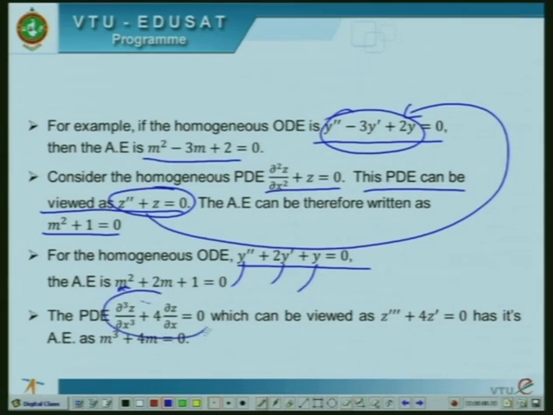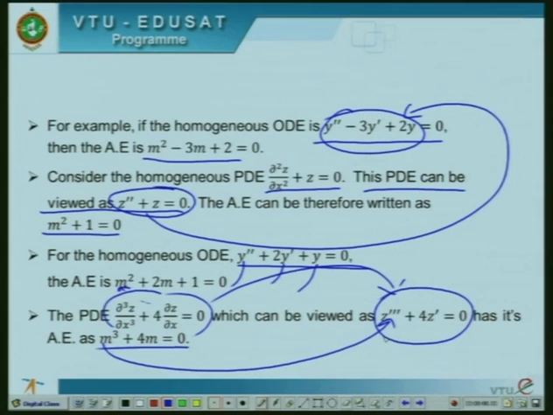so if you consider dou cube z by dou x cube plus 4 dou z by dou x equal to 0, observe the characteristic property of such equations. These equations are homogeneous and the partial derivatives of the dependent variable z will be only with respect to one independent variable. In this case, it is x. So, this equation can be viewed in the form z triple dash plus 4 z dash equal to 0, so that its auxiliary equation is m cube plus 4m equal to 0. So, m cube for z triple dash, 4m for 4 z dash.